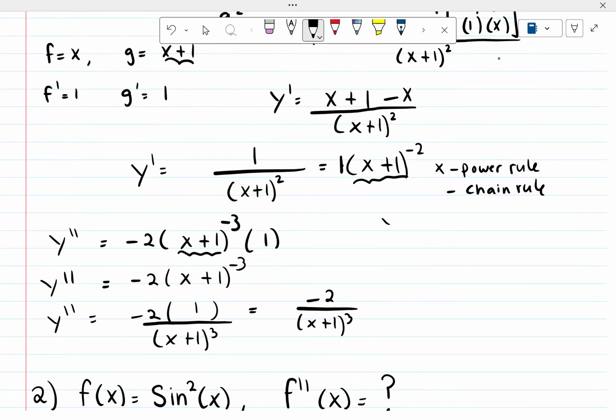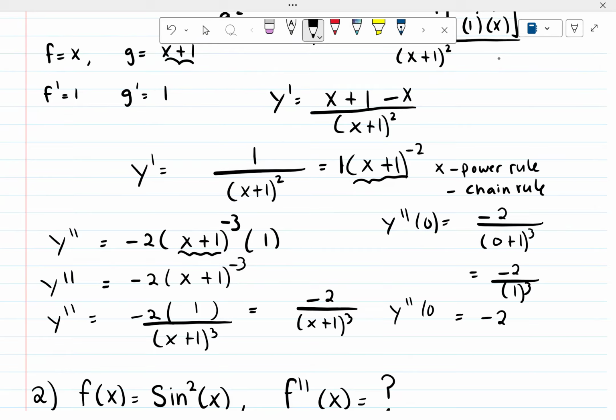So what is y double prime of 0? All you have to do is replace x with 0, so it's going to be negative 2 over 0 plus 1 to the third. So that's negative 2, and then 0 plus 1 is 1, to the third is 1. So that is going to be negative 2. Okay, so y double prime of 0 is negative 2.